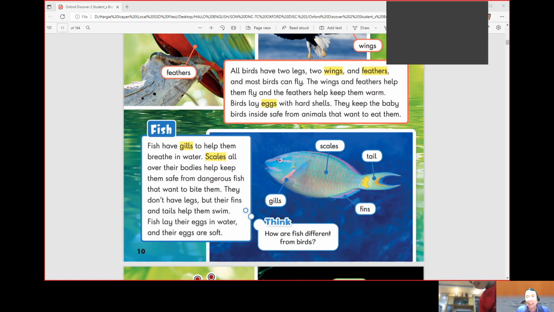If there would be a question like how these two animals differ, that would be the answer, son. You have to say birds have two feet, wings, feathers, and can lay eggs, while fish have gills, scales, tail, and fins. So those are the differences between birds and fish. Did you understand, son?